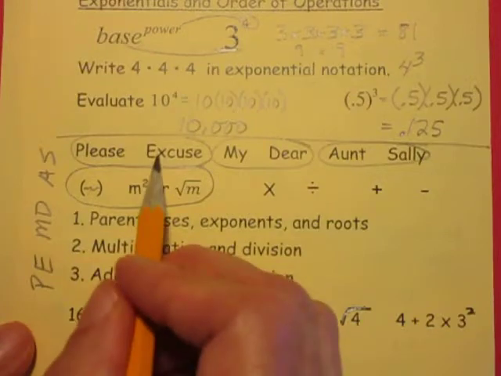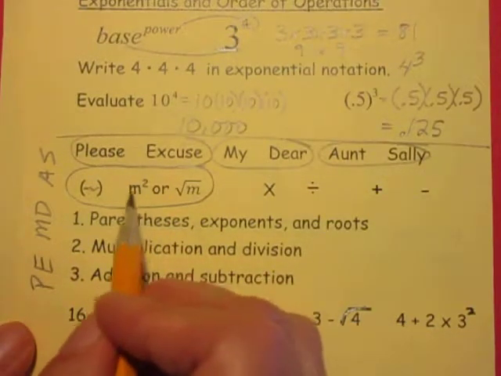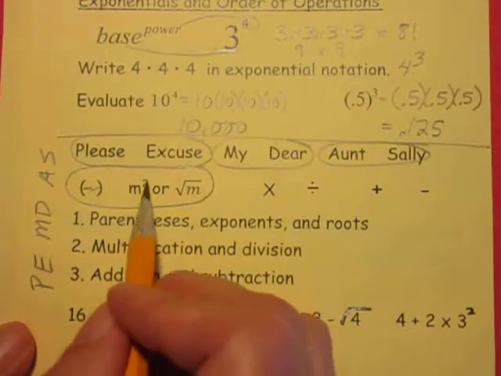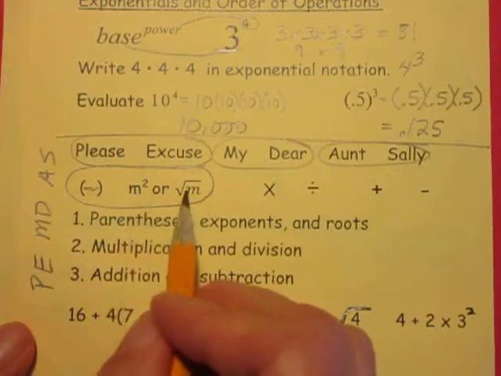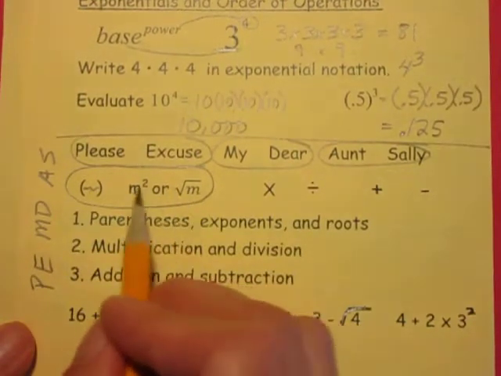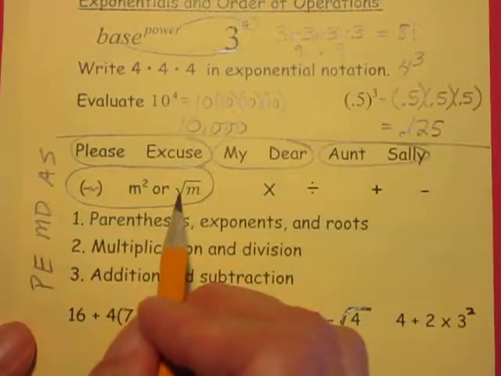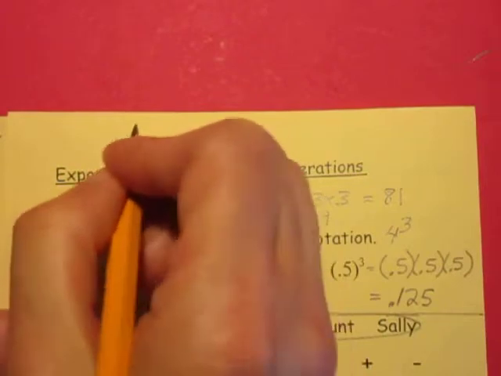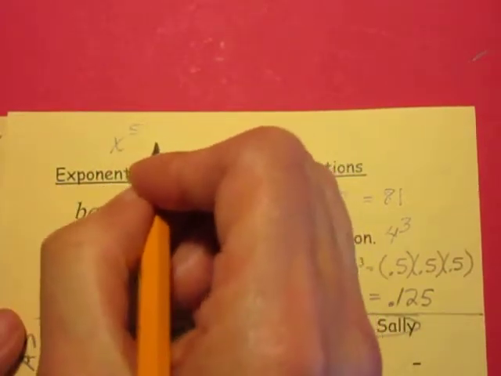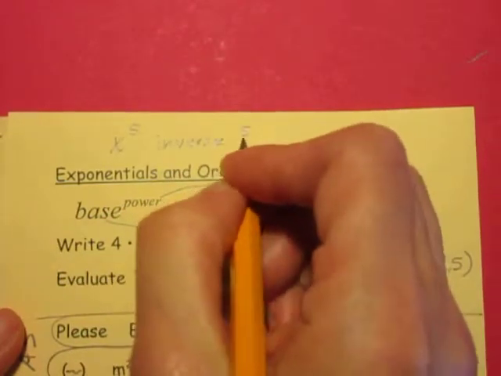"Excuse" is for an exponential expression. It could be some base number, in this case I have a variable, to some power or some root. So I want you to recognize here that these two are inverse operations of each other. Something to the squared power, the inverse of that is square rooting. I can come up here and do another example. Something to the fifth power, the inverse is to take the fifth root of something.